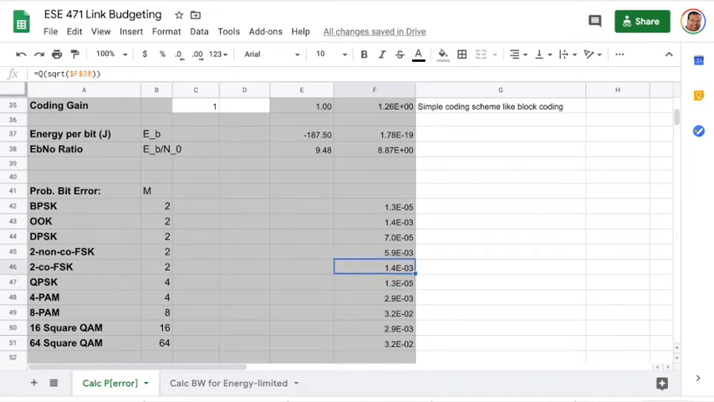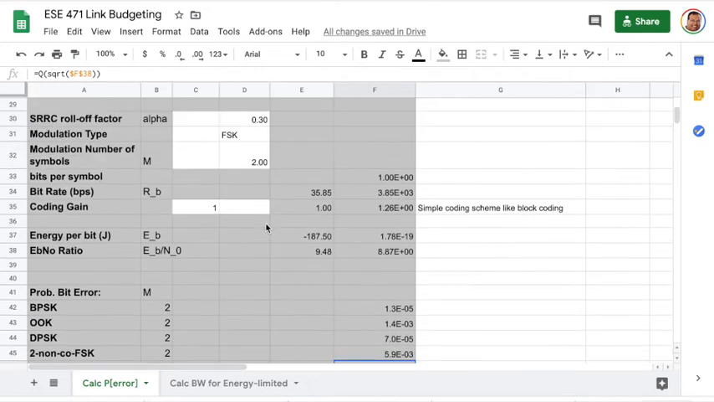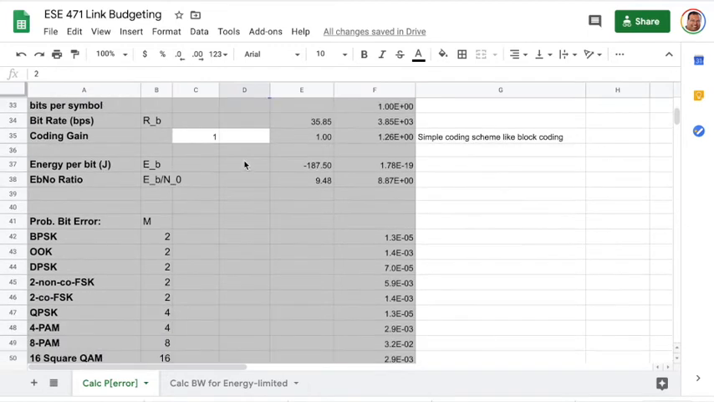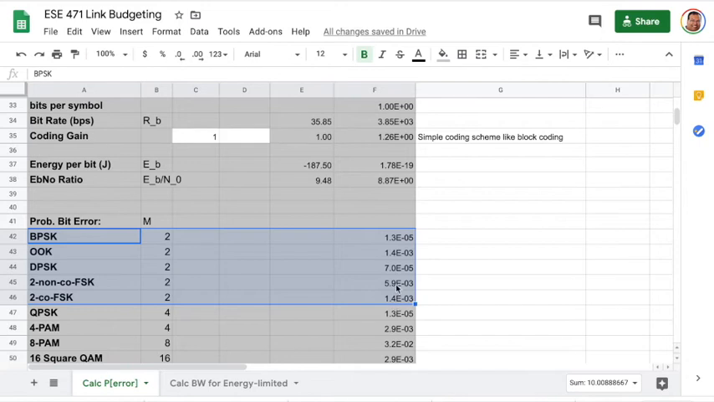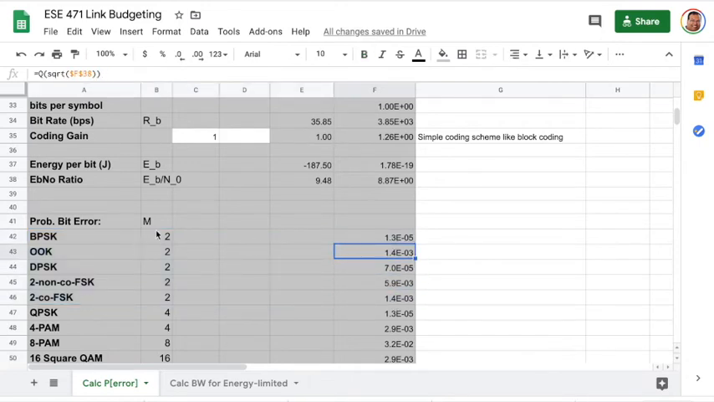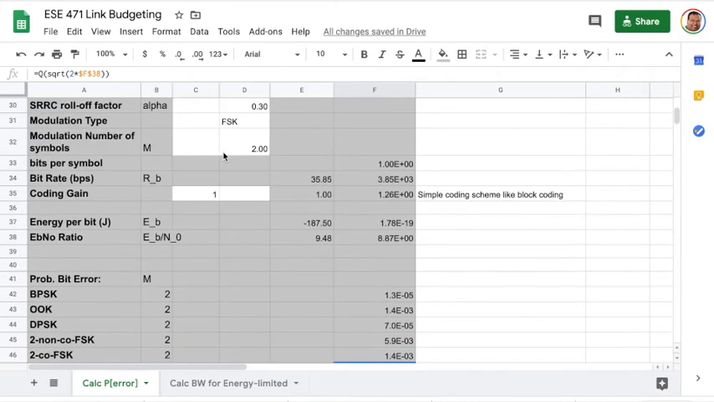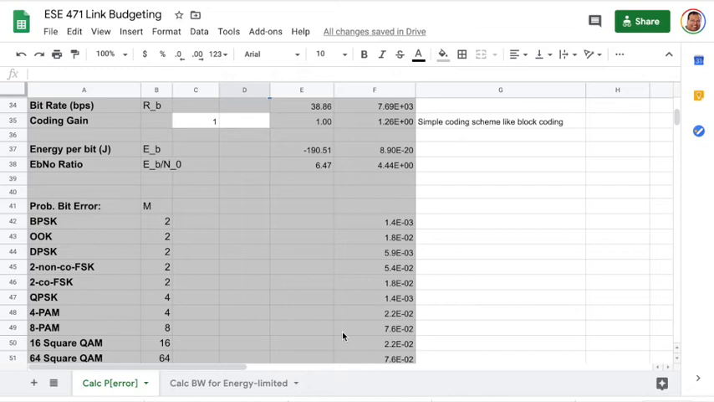for these different modulations. Of course, just because it's on my spreadsheet doesn't mean it's possible. I've already entered an M of 2, so really the only possible modulations that I could pick, and have this correct probability of bit error, would be the ones that are listed with M equals 2. Don't try to use QPSK when you've said M equals 2. If you wanted to use QPSK, you would put in M equals 4 and have it recalculate the probability of error for QPSK.